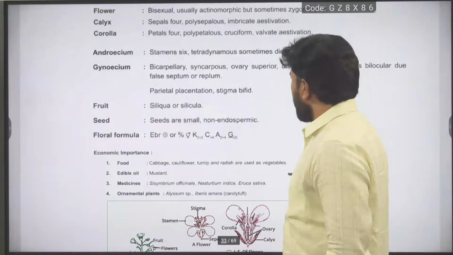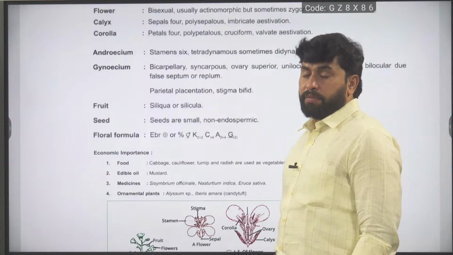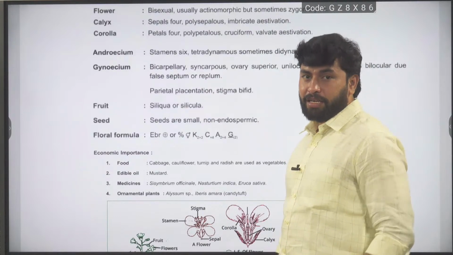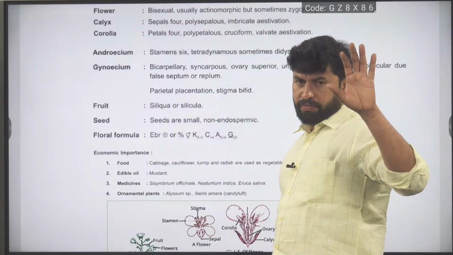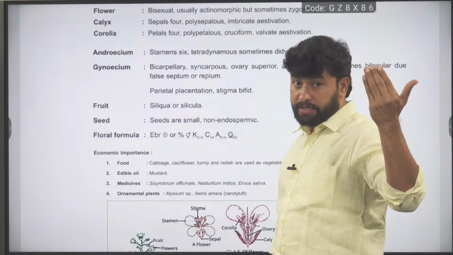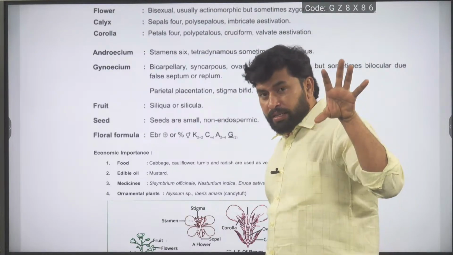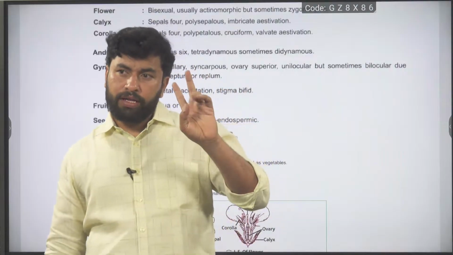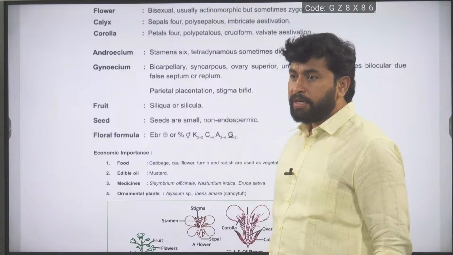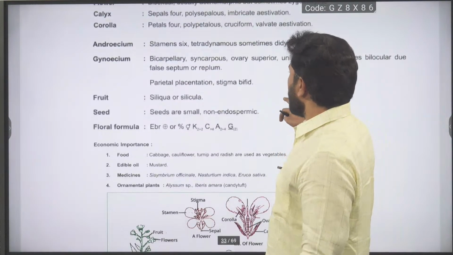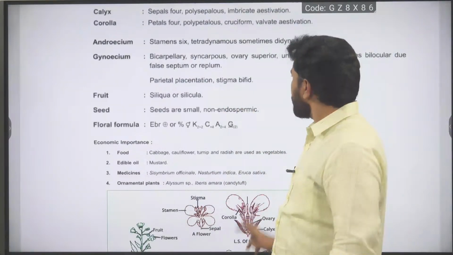Androecium, stamen 6, tetradynamous. Underline that word. Androecium related to Brassicaceae members: they have tetradynamous. What does it mean? We have seen 6 stamens, 4 lengthy, 2 short. In case of Salvia and Ocimum sanctum, we have seen there are 4 stamens, 2 lengthy, 2 short. That condition we call didynamous. But in the mustard family, they have tetradynamous. Tetradynamous only, fix it. Even if they sometimes say didynamous, fix tetradynamous.